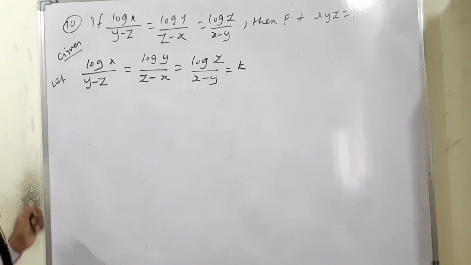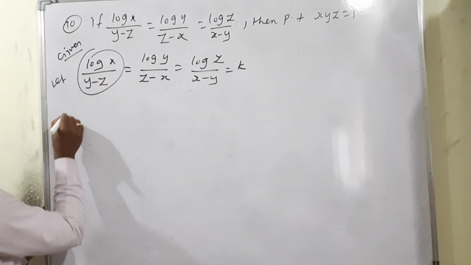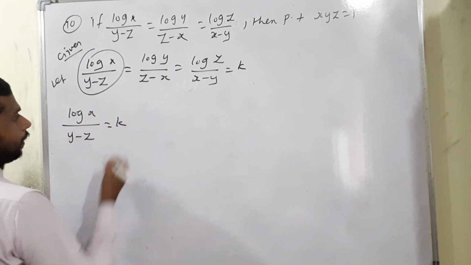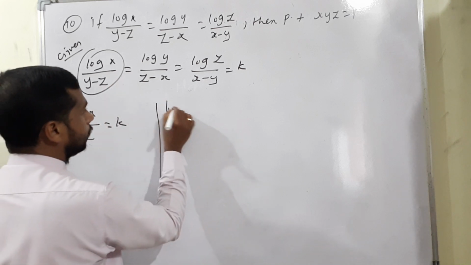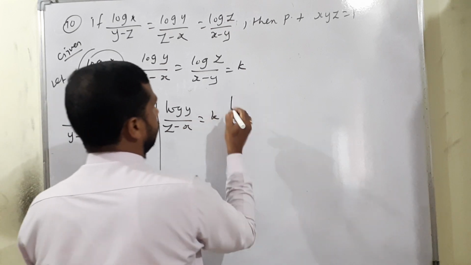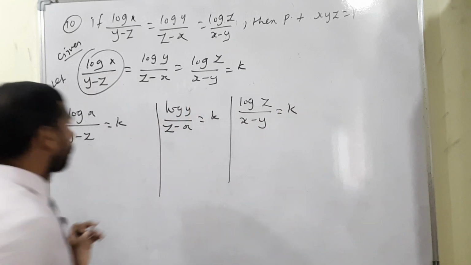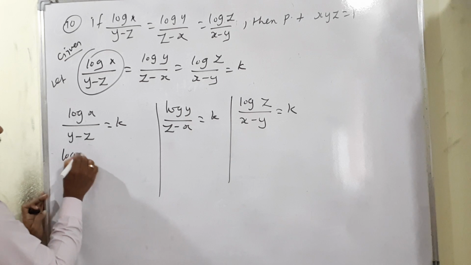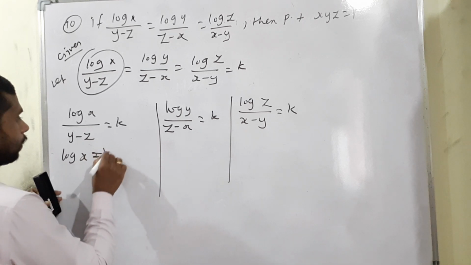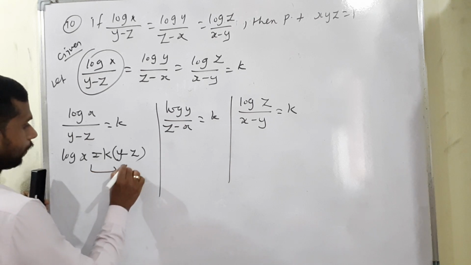Now, comparing each and every term with k, what will happen? The first term, log x divided by y minus z, is equal to k. Next, log y divided by z minus x is equal to k. Next, log z divided by x minus y is equal to k. From the first term, log x is equal to k into y minus z. This is considered equation number 1.